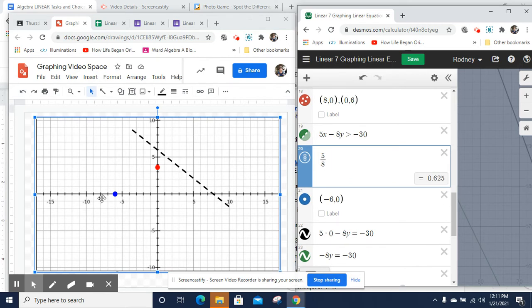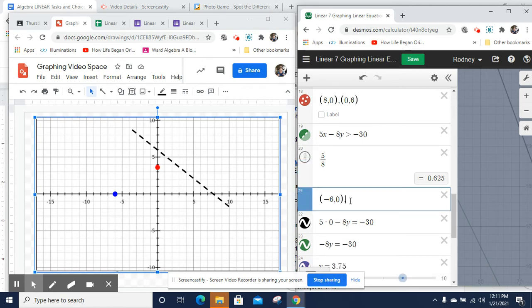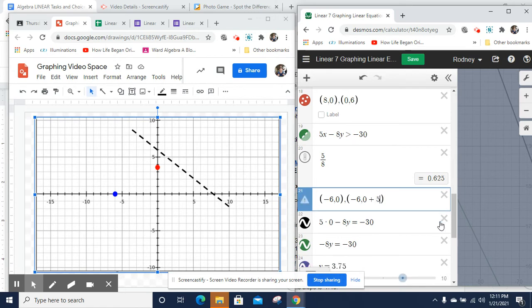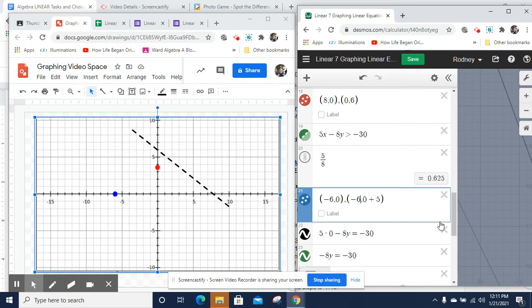And you can already tell the slope is positive because it's going up to the right. So that means that we're going to find another point that's up 5 and over 8 from negative 6, 0. So let's type in negative 6, comma 0. And we're going to add 5 to the y, because that's the vertical change. And we'll add 8 to the x. And so negative 6 plus 8 is negative 2. 0 plus 5 is 5. So there's another point at negative 2, 5.